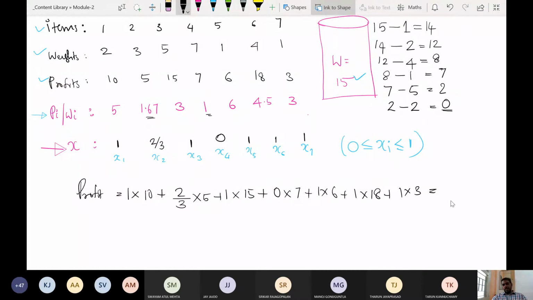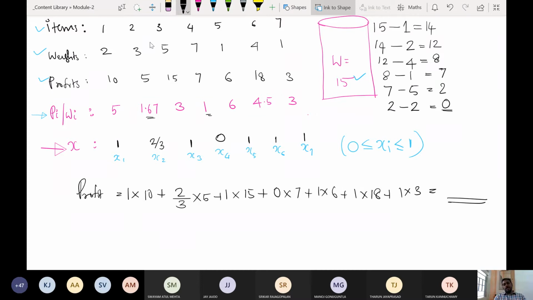If you compute this, you will get a fraction. I am not computing it. That is the total profit that you can get, and this is the optimized value. This is the maximum profit that you can get with this container. You cannot have anything better than this. That is what the algorithm says. So we followed a greedy method and found the optimized profit. And the knapsack is completely filled.